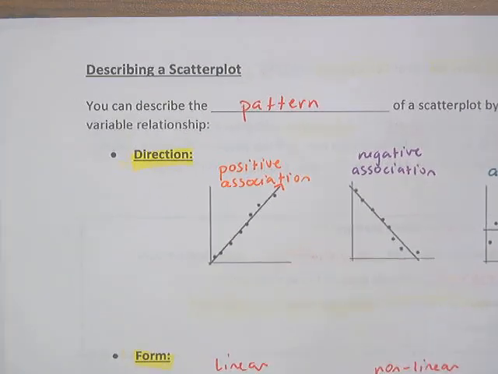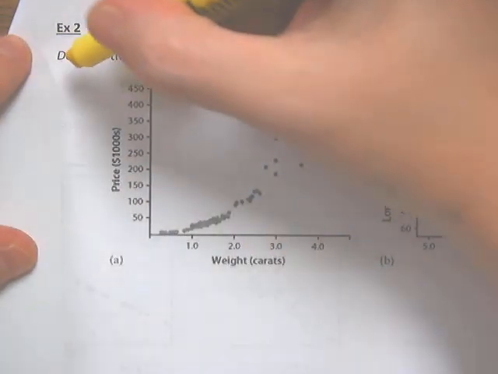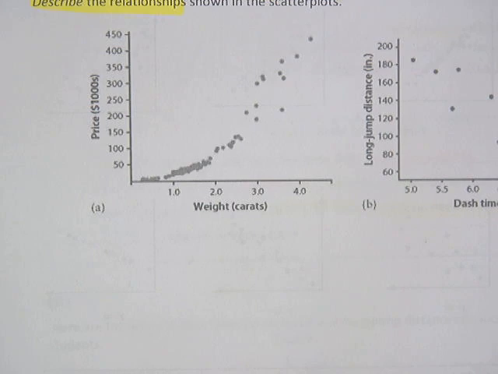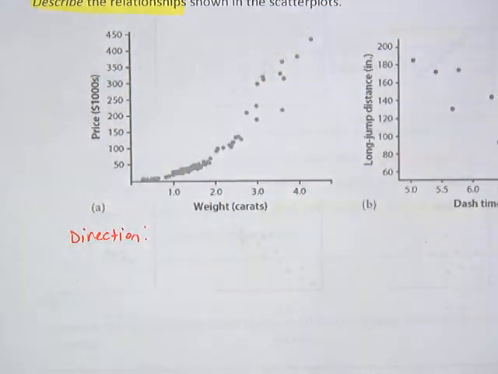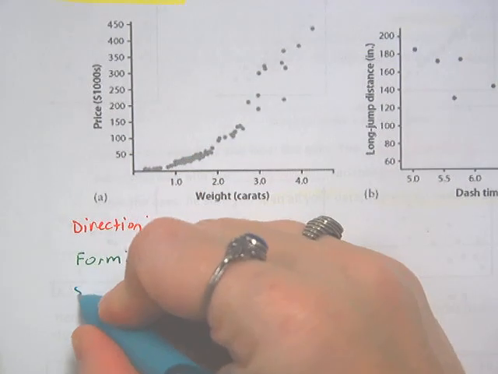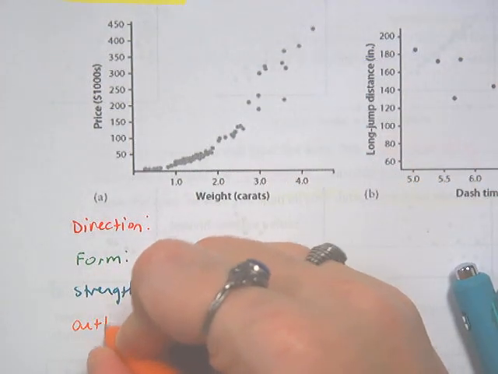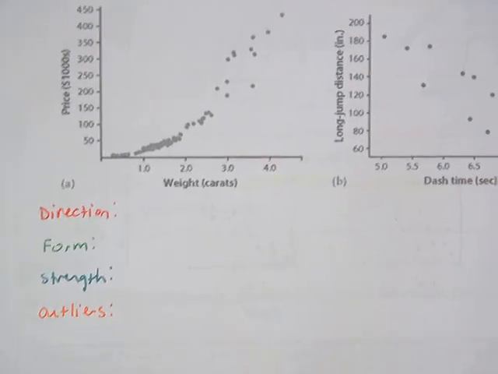Okay, so these are the 4 words that you're going to use to describe. Let's turn the page and practice that really quickly on a couple of these. Notice that the directions just say to describe the relationships shown in the scatter plots. So we need to list very specifically, we need to talk about direction, form, strength, and if we see any outliers. You don't have to write big fancy sentences and phrases for these.